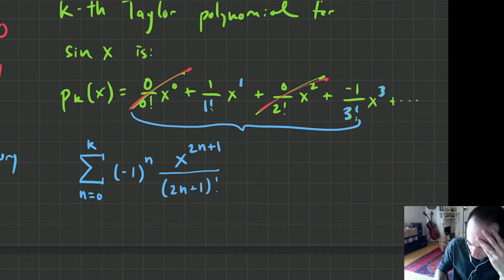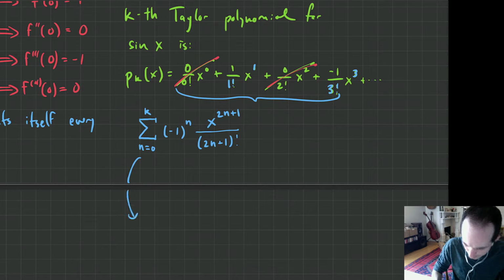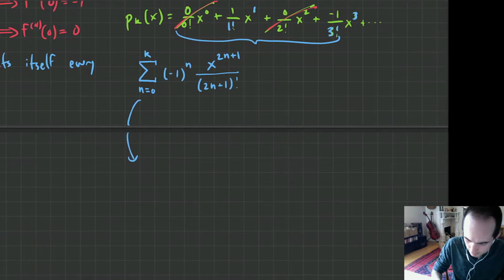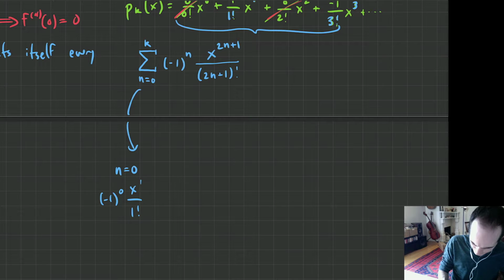Okay? So why don't we actually write out this expression down here, kind of like the long version of it. Let's say that n is equal to 0, because that's where we start. When n is equal to 0, we've got negative 1 to the power of 0 times x to the power of 2 times 0 plus 1, which is 1. So we get x to the 1 over 2 times 0 plus 1, which is 1 again, so 1 factorial. That's our first term, which is good, right? And negative 1 to the 0 is just 1, so let's just erase that.